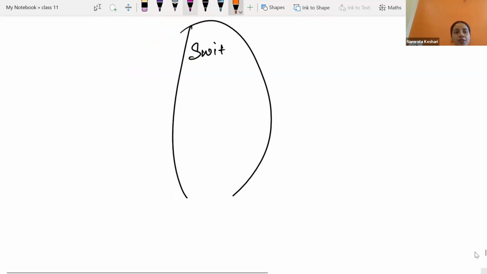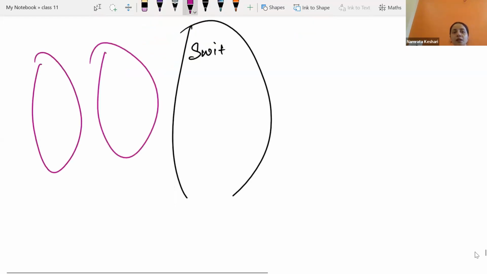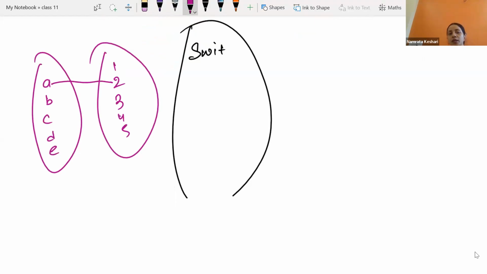First, suppose we have a mapping diagram like this: A, B, C, D, E are there, and here 1, 2, 3, 4, 5 are there. A has its image as 2, B has its image as 1, C has its image as 3, D has the image 5, and E has the image 4. If this is the case, each and every element from the first set has its image. Rule number 1 verified.